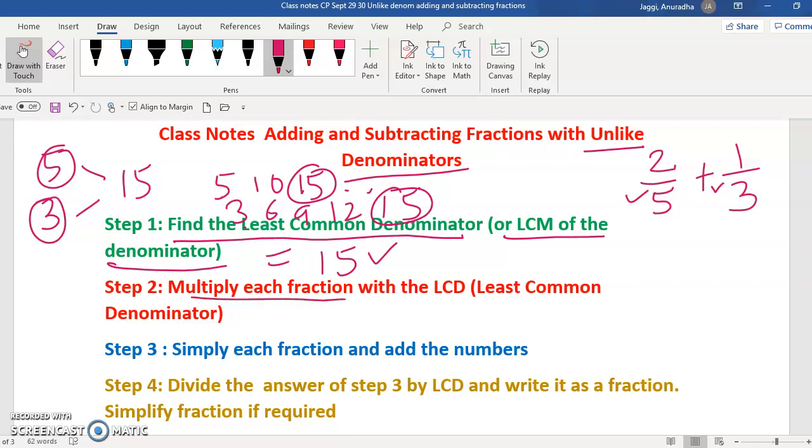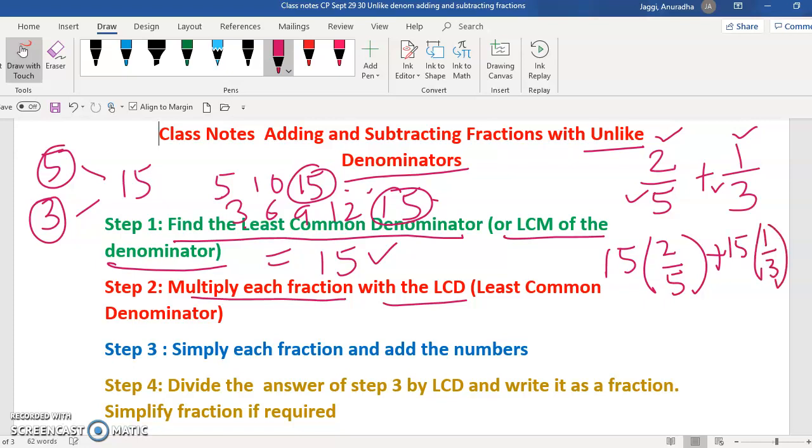Multiply each fraction. Which fraction? This fraction and this fraction with the LCD. What is the LCD? 15. So multiply each fraction with 15. 15 times 2 by 5 plus 15 times 1 by 3. What is step 3? Simplify each fraction.